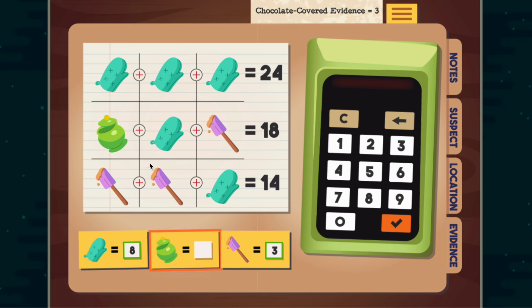And finally, for this one, 3 are different variables. We have a cookie jar, we have a mitten, and we have this spatula, the mixing thingy. They are saying that they should add up to 18. We have assumed that the mitten is 8. 8 plus 3 is 11. Some number plus 11 should be equal to 18. Or in other words, 18 minus 11, which is 7. That's what those numbers should be.